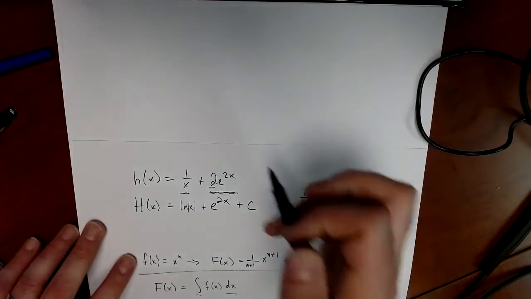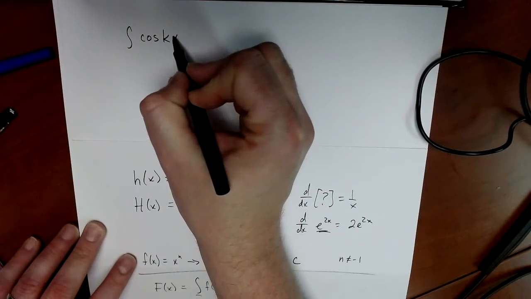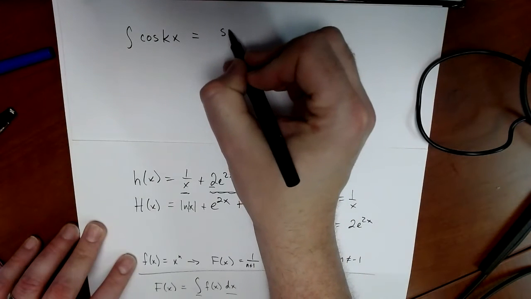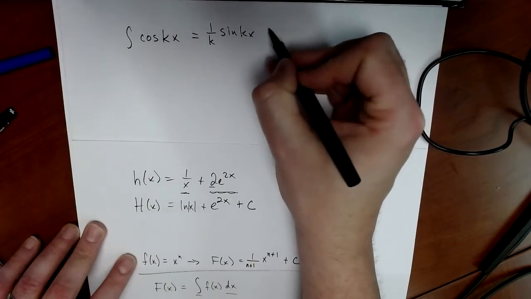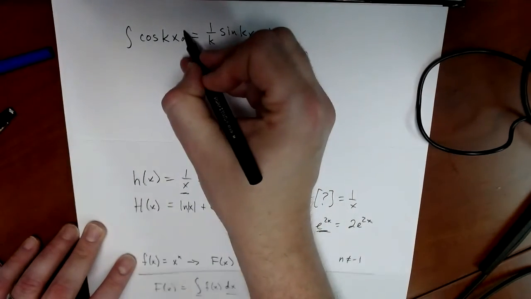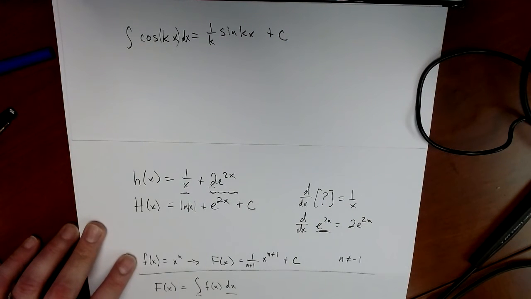Similarly, the antiderivative of cosine kx. So the thing I take the derivative of to get cosine is sine. So that'd be sine kx over k plus c. And I need my dx. Those are important. I know I'm not making it look like they're important, but they are important.